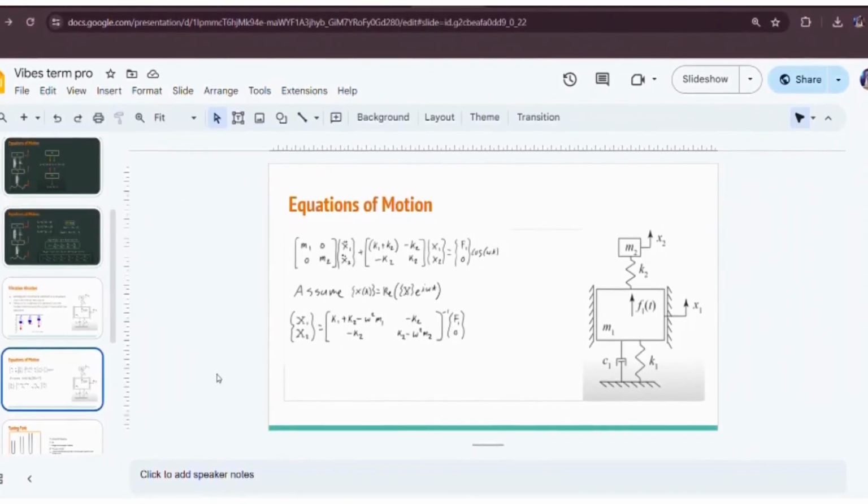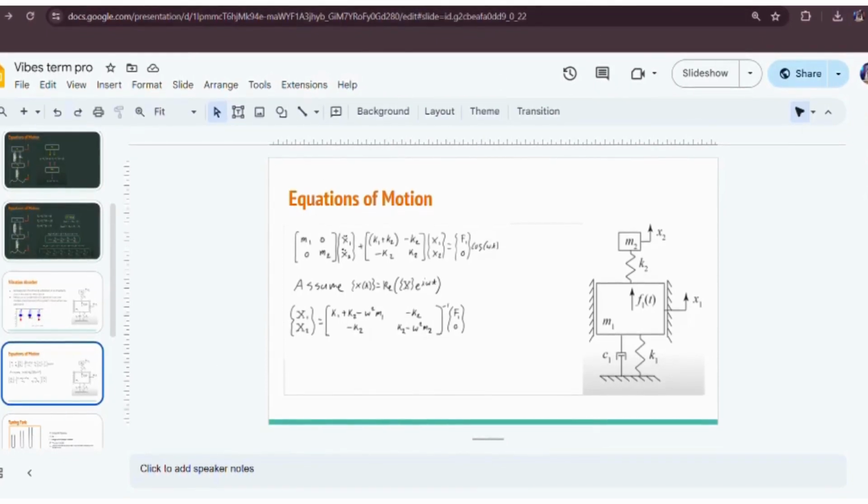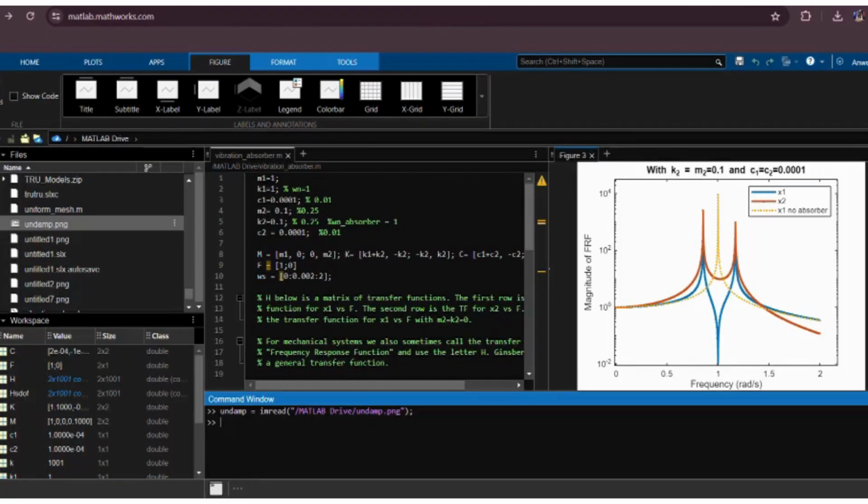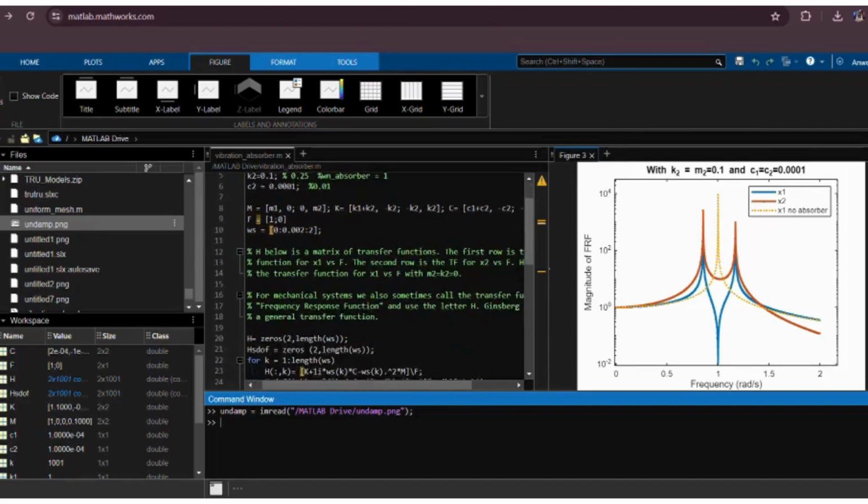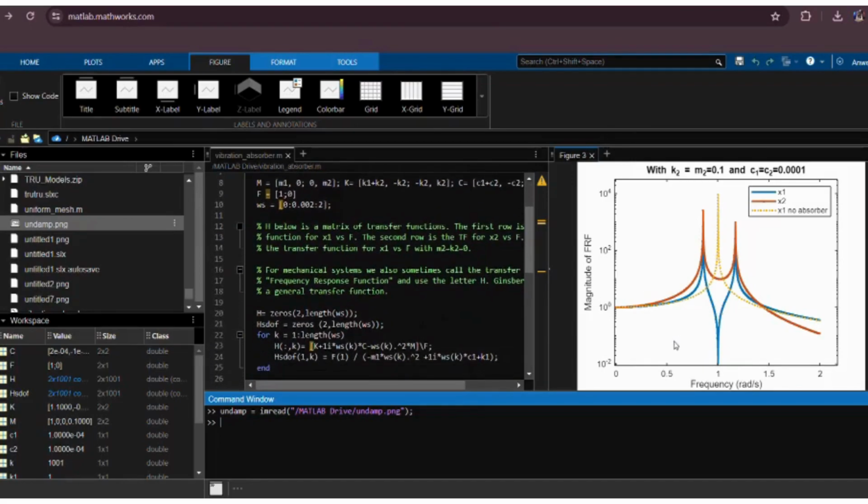Now let us take a look at the MATLAB model for this vibration absorber. So this is the code that we have written for the vibration absorber, and as you can see, this is the frequency response for x1, x2 and as well as x1 with no vibration absorber. This is a 1 degree of freedom system, and after adding the second system X2, we have split the resonance into two peaks, and now we have the anti-resonance.